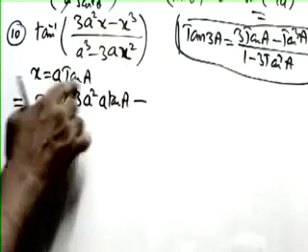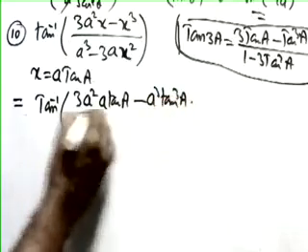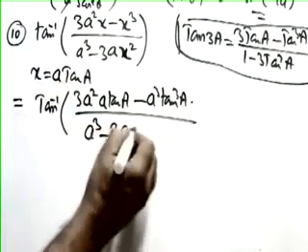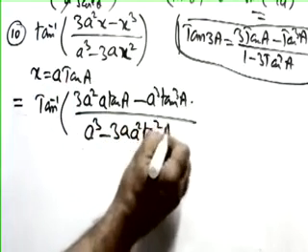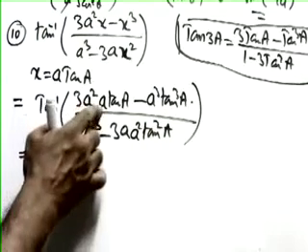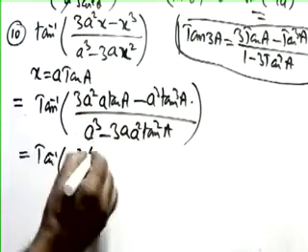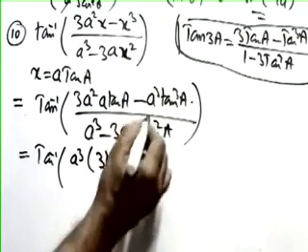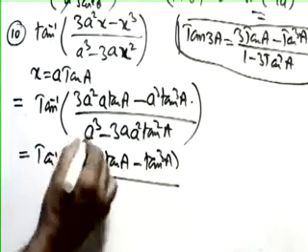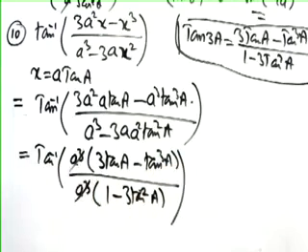x is a tan a, and x cube means the cube of this, so a cube tan cube a, divided by a cube minus 3a into x square, the square of this, so that will be a square tan square a. Now see here, tan inverse, watch carefully: a square into a is a cube. So let me take a cube common here. We are left with 3 tan a minus tan cube a. In the denominator also you take a cube common. What is left here? 1 minus 3 tan square a.